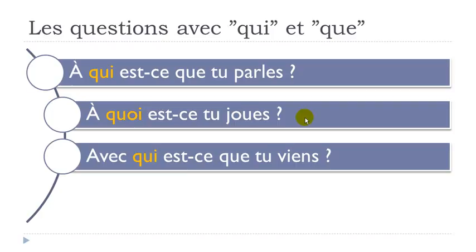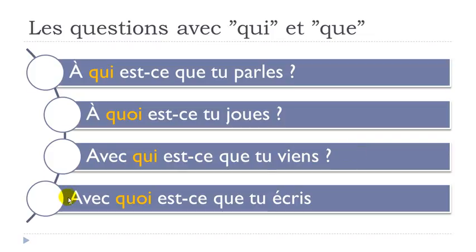Okay? Now, avec qui est-ce que tu viens? So venir is coming, avec, with, okay? Avec qui est-ce que tu viens? Avec quoi est-ce que tu écris? Écrire is to write, okay? Same thing, with, okay? And then it's exactly the same rule, remember, I told you that, que becomes quoi here. That's it. Avec quoi est-ce que tu écris?